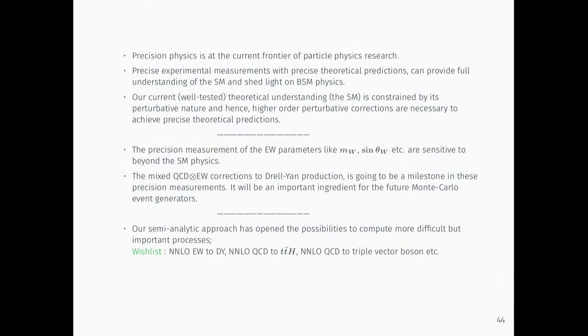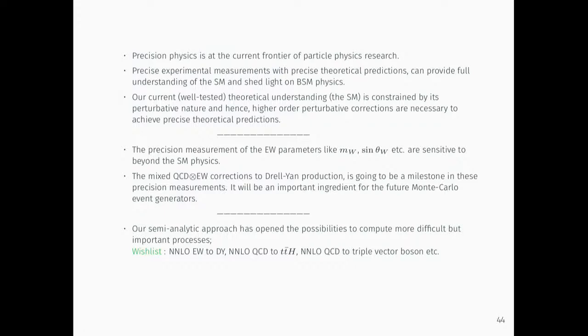Okay, a few concluding remarks. Precision physics is the current frontier of particle physics. If we want to find any BSM, we must be precise from both experiment and theory. Our current understanding is constrained by the perturbative nature, and hence we have to compute all of these perturbative corrections. Precision measurements of electroweak parameters like MW and sin theta W are sensitive to BSM physics, and that's why the mixed corrections are going to play a very important role in these measurements.